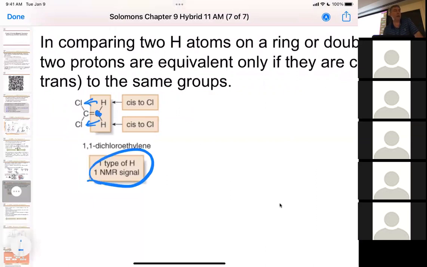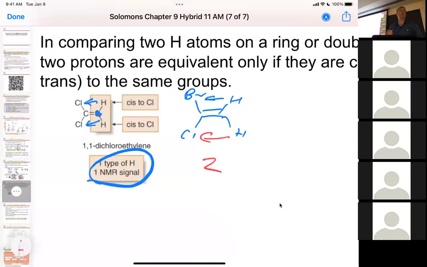But what if we changed it? They can both see halogens through space, right? So they're going to give 1 signal or 2 signals? 2, because this is a different interaction than this here. So that's going to give us 2 signals.